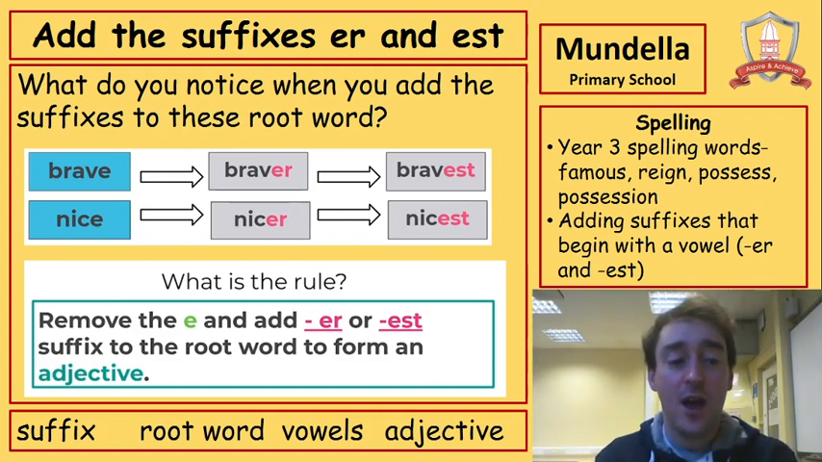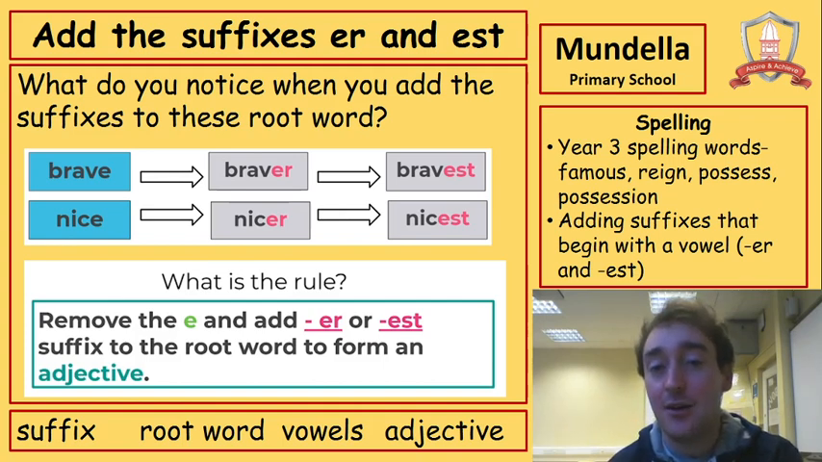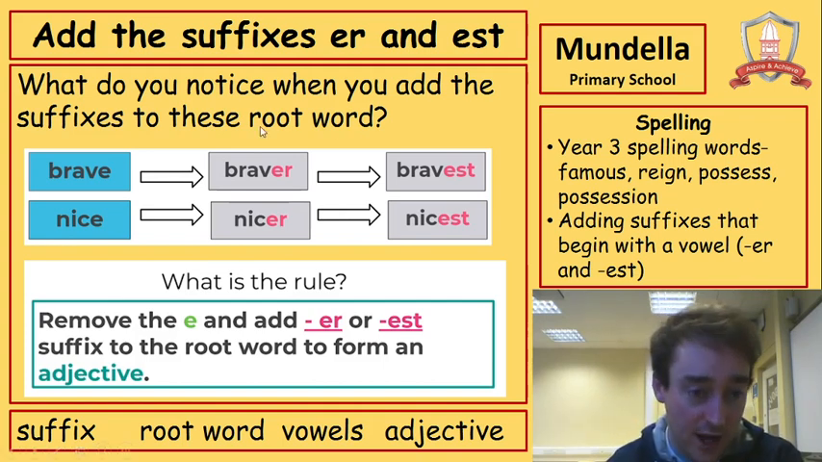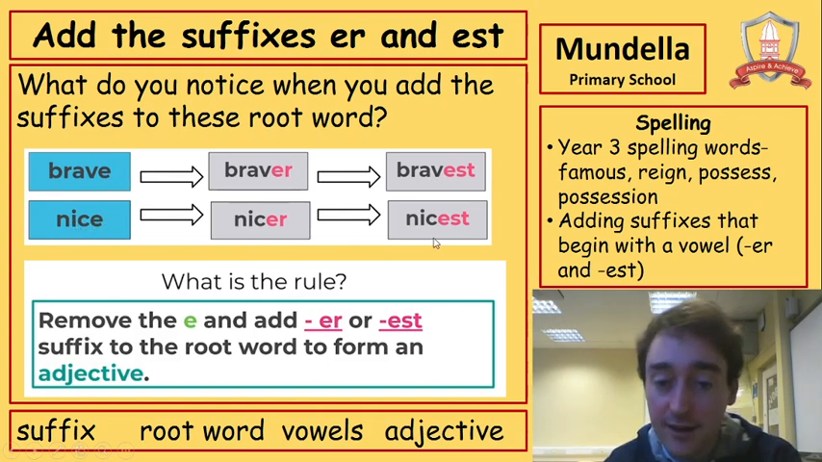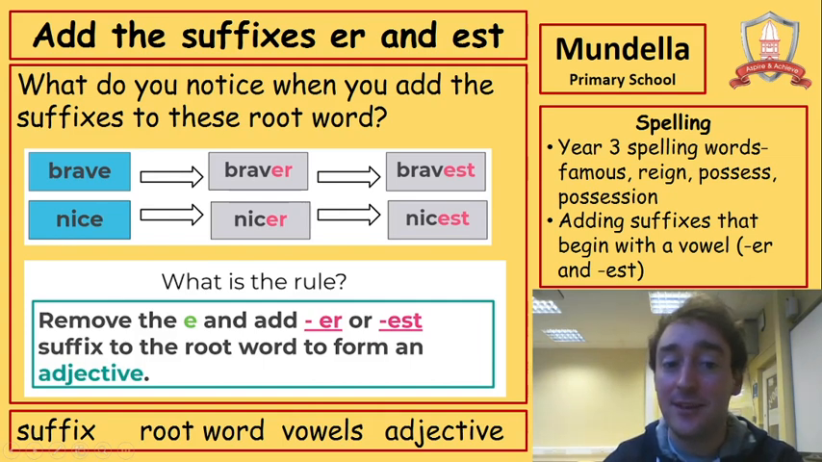So what is the rule? We're going to remove the E at the end, and then we're going to add ER or EST. So brave, we're going to take away that E, and then we'll add the ER. So braver, bravest, and then we're going to do the same with nice. So we'll take away the E, nicer, and nicest. Okay, got it? Good. Let's see if we've got some examples to do.